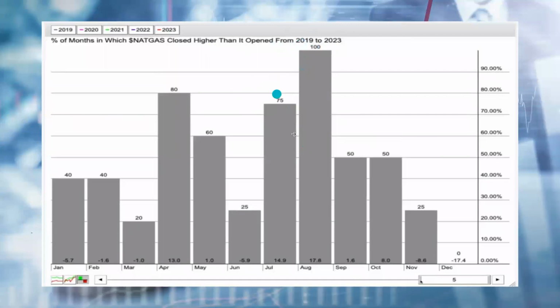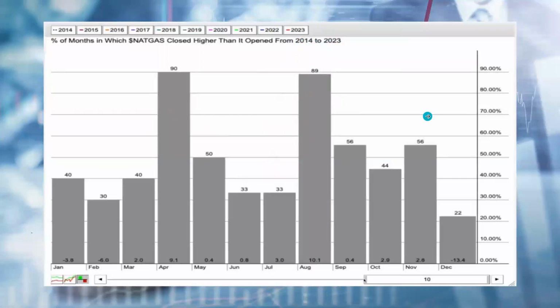So more recently, July has been a much more favorable month. We'll see if that trend continues, okay? But take a look at August here, okay? From 2019 to 2023, August has been an amazing month for natural gas, okay, here in the recent times.